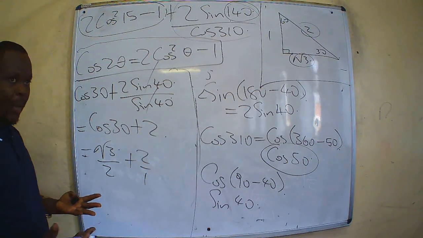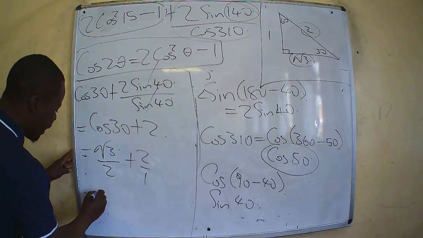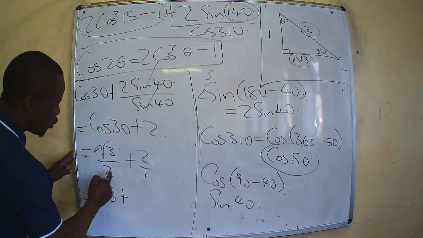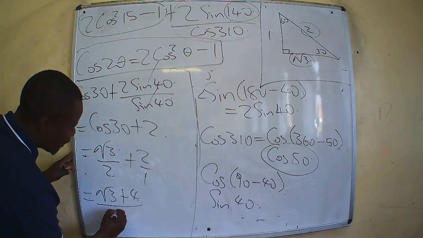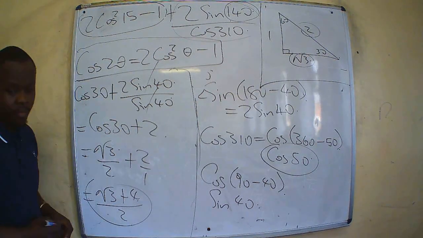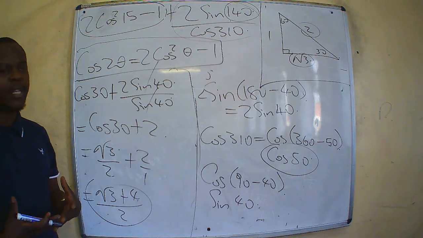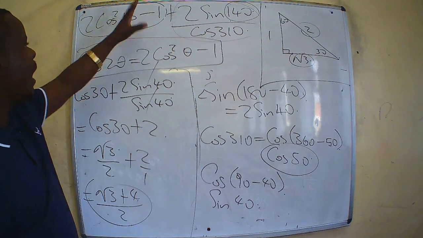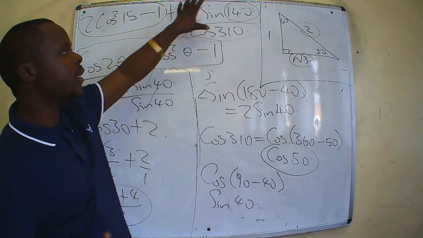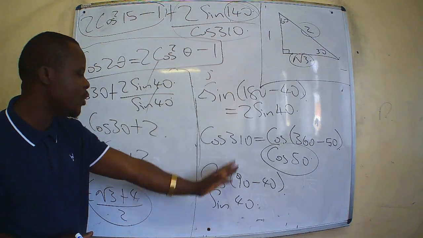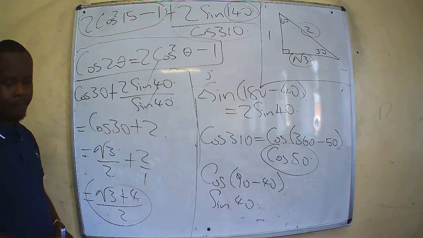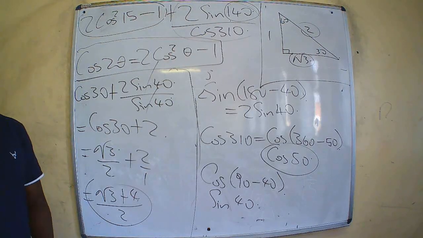So finally, for our answer, we can cross multiply and have root 3, plus 2 times 2, which is 4, divided by 2. This is our final answer to this particular question. But I guess you can see the steps involved, how we deal with this separately until we get to our final answer. So let's move on to the next question.